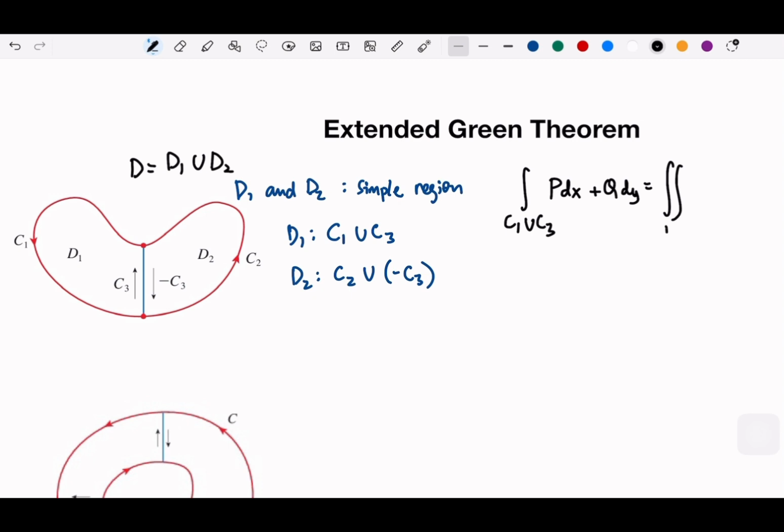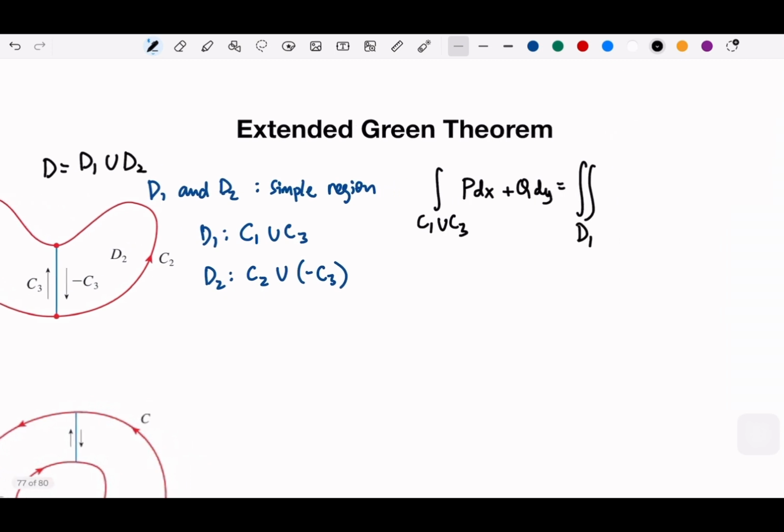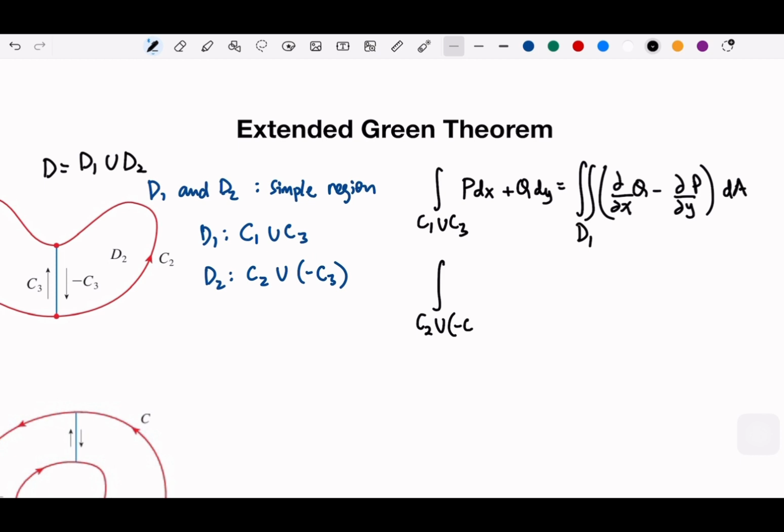So this becomes the double integral over D1 of dA, and the second one becomes the integral over D2.